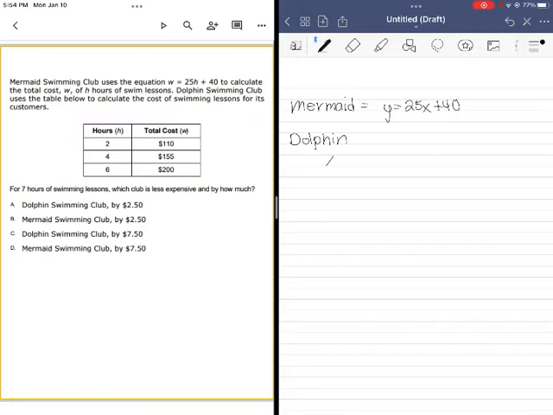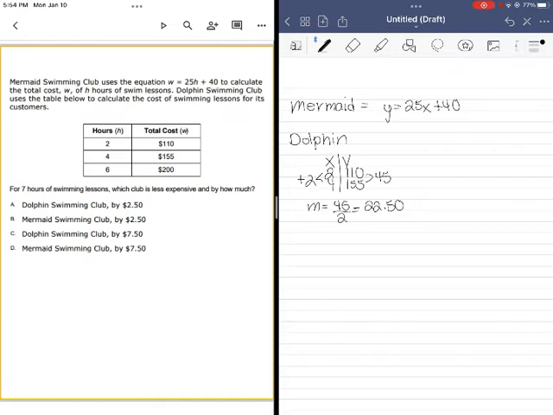So we're going to pick the first 2 points out of the table, which are (2, 110) and (4, 155). And then we're going to find our slope. From 2 to 4, there was an increase of 2. And from 110 to 155, that was an increase of 45. So that means my slope is going to be 45 over 2, which simplified becomes 22.50 over 1, or just 22.50.